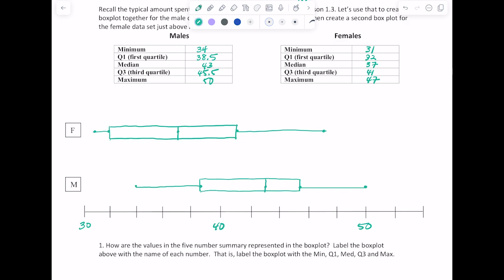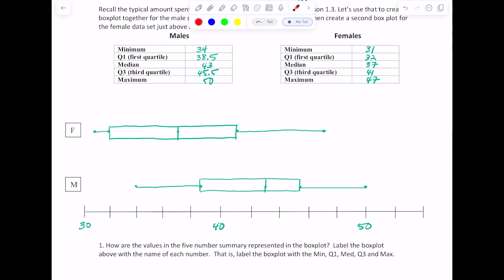So one of the things that stand out to me is it looks like the males in the class spent more money on haircuts than the females. And the way I know that is by looking at the box plot, right? Men spent the most, with the max being $50, and also they had a median of $43.